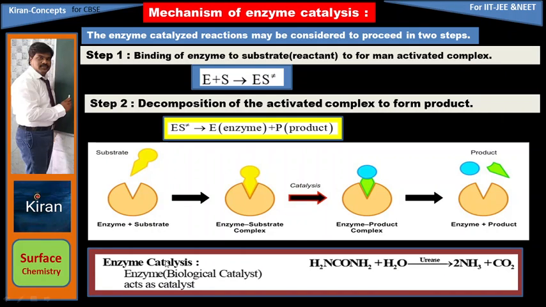Example of enzyme catalysis: the biochemical catalyst is urease. This urea, NH2CONH2, in the presence of urease, is changed into ammonia and carbon dioxide gas. This is about the mechanism of enzyme catalysis.